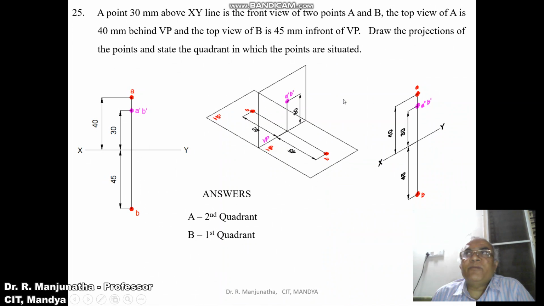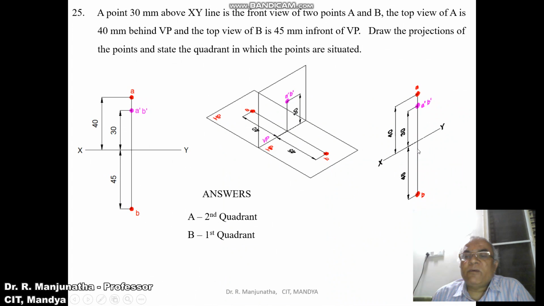So when you look from the top view, that means in front of VP will be in the first quadrant. So when you look from the top view, the distance in front of VP of 45 mm is going to lie on the XY HP. So that means it is going to be small b. When you rotate this down, then the top view of B is going to be below XY line.